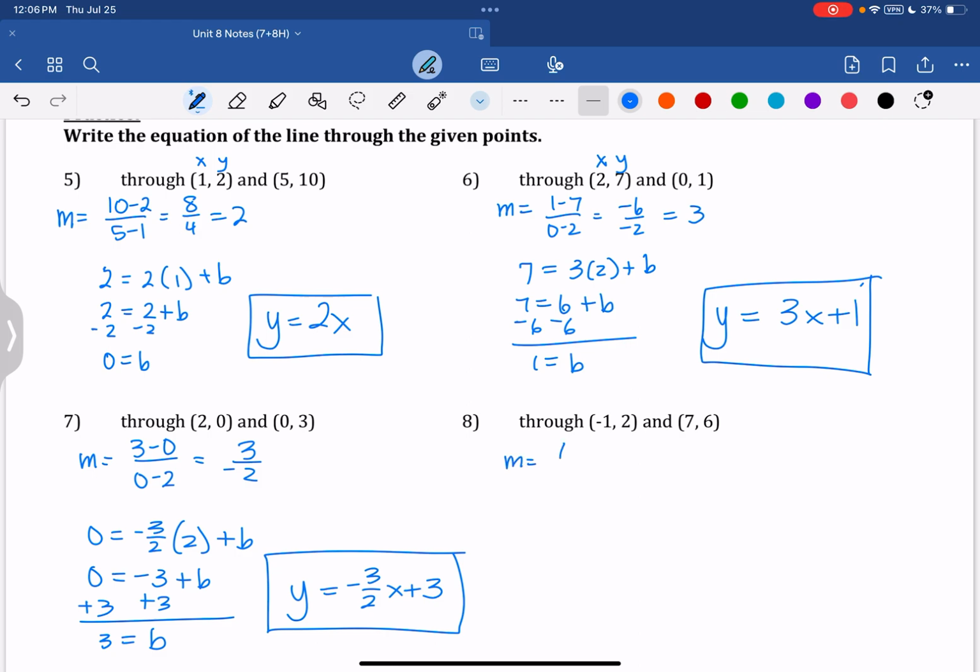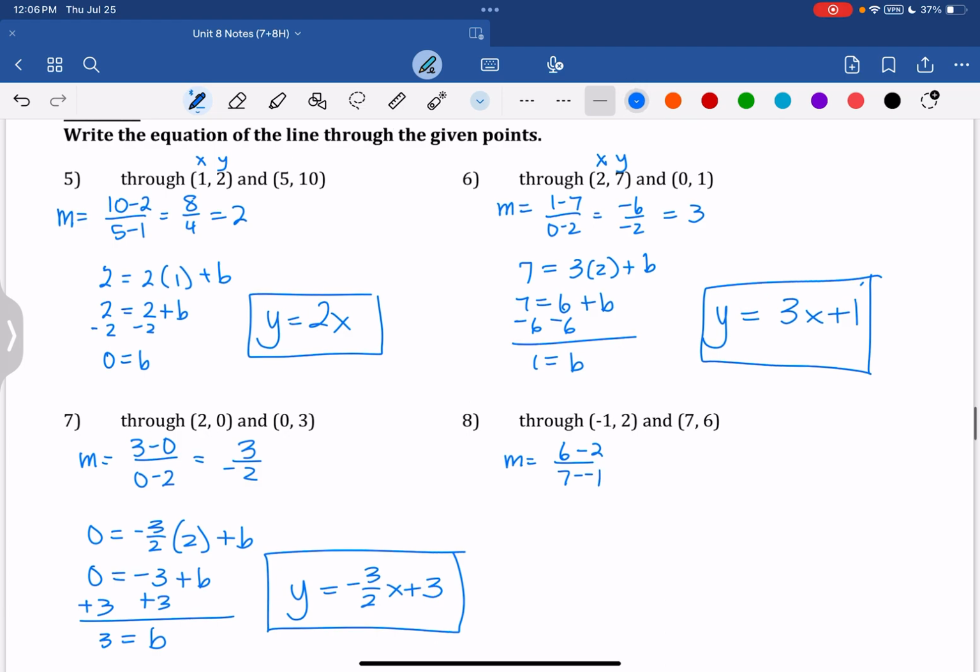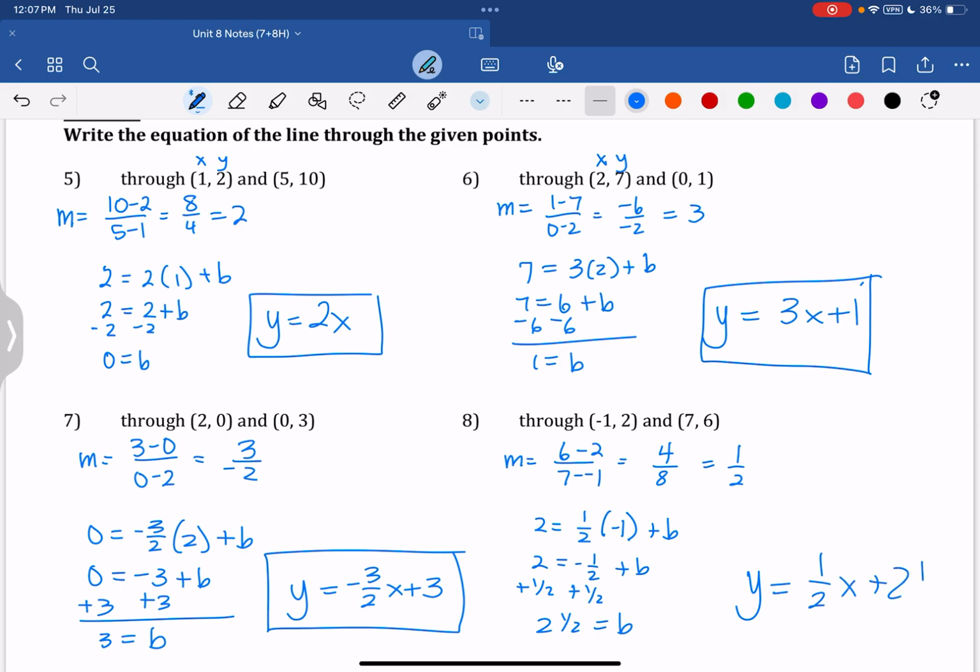m is equal to 6 minus 2 over 7 minus negative 1. Just doing that math in my head there. So that would be 4 over 8, which is 1/2. So then 2 = 1/2 times negative 1 + b. So 2 = negative 1/2 + b. Add 1/2. So 2 and 1/2 = b. So our equation, y = 1/2 x + 2 and 1/2.